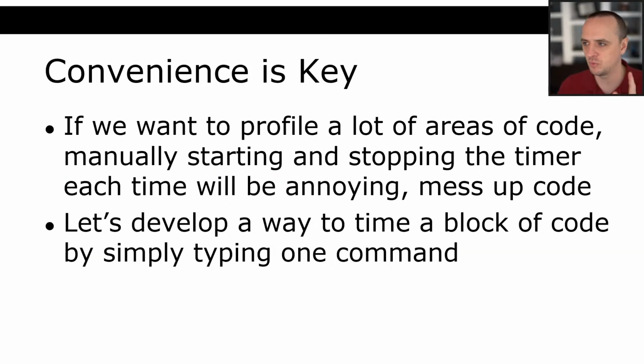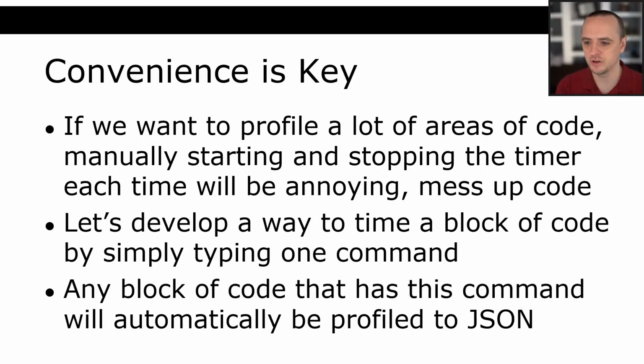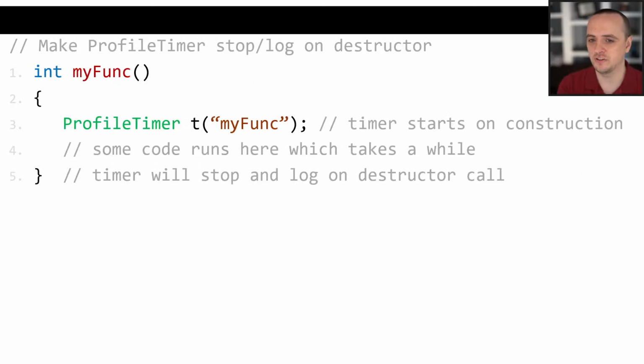So let's develop a way to time a block of code by typing 1 line of code, a single command, all right? So any block of code that has this command at the top of it will automatically be profiled to the JSON timer. And so the first thing we're going to do is make the profile timer stop and log in its destructor.